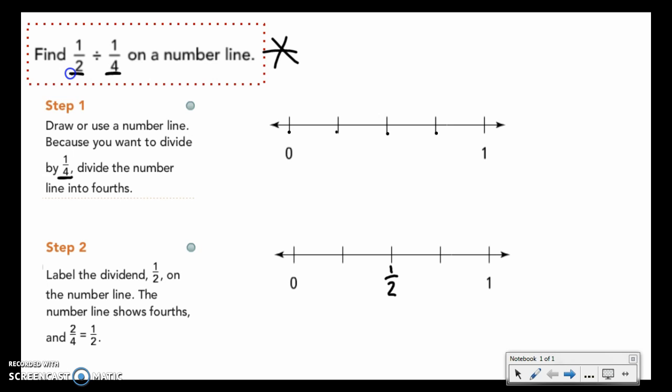The number line shows fourths. So what I would do right here is go ahead and pause it and finish copying down. You want to copy down the steps and a picture of the number line. And I would use more than one color when making this number line because it's going to be a little bit more complicated once we move on to step 3 and 4. So go ahead and pause it and then we'll pick up where we left off.